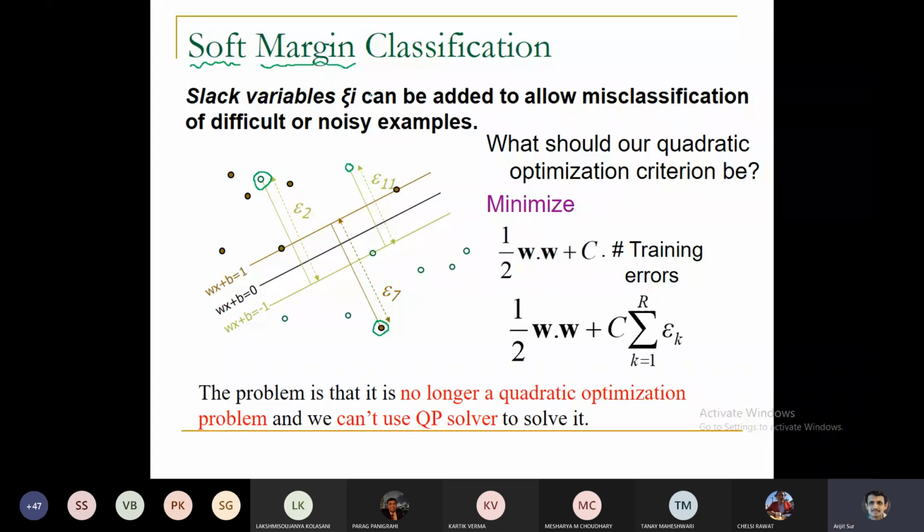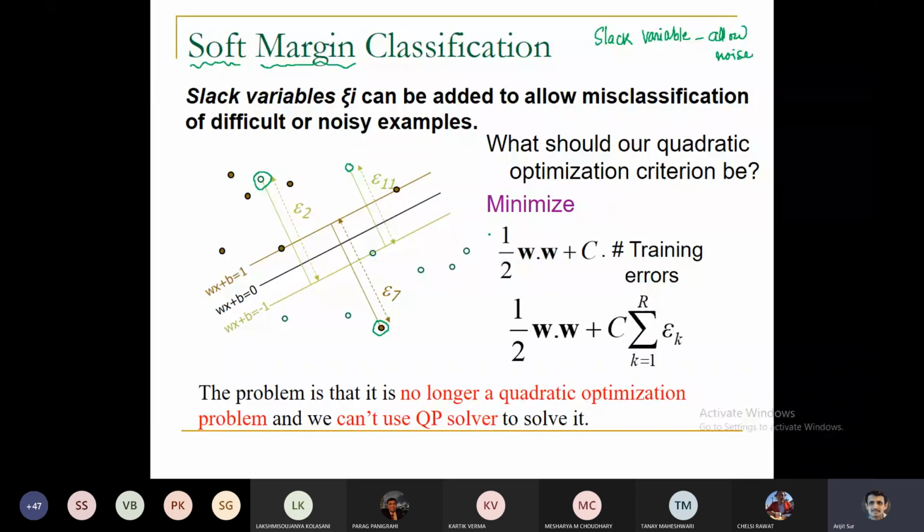Soft margin classifier means we give some relaxation for the noisy data points through variables called slack variables. We define these slack variables here. Through slack variables we allow some noisy data into our classifier. Slack variables can be added to allow misclassification of difficult or noisy examples. So what should our quadratic optimization criterion be?